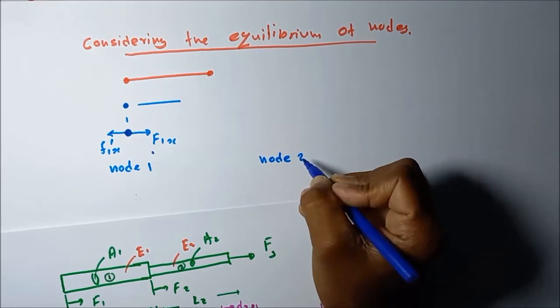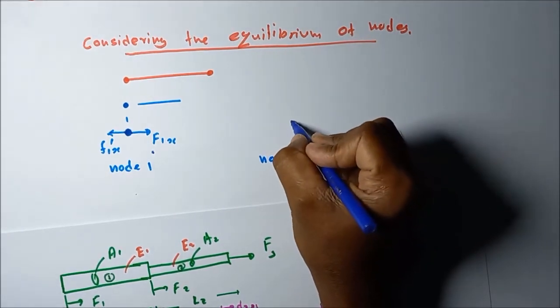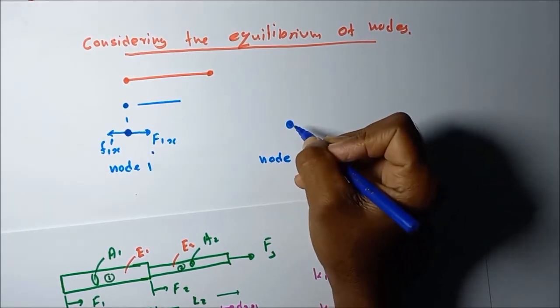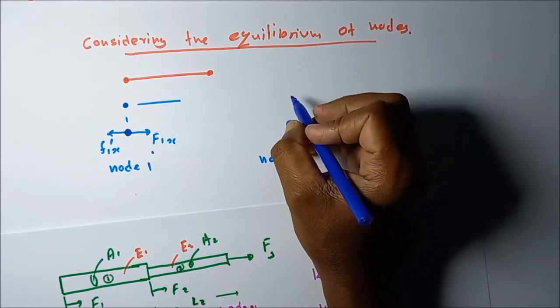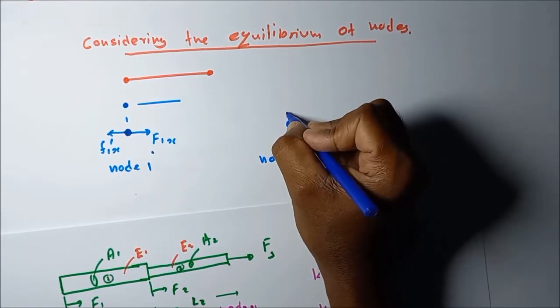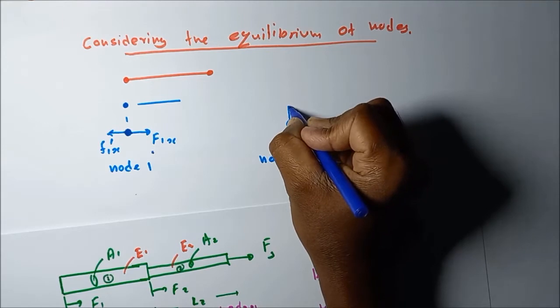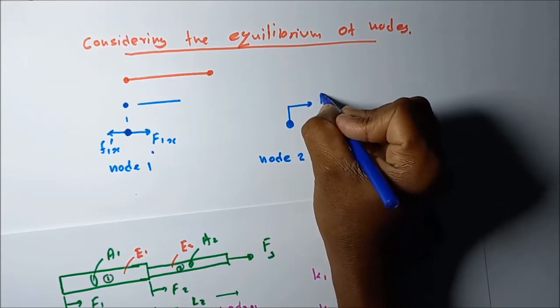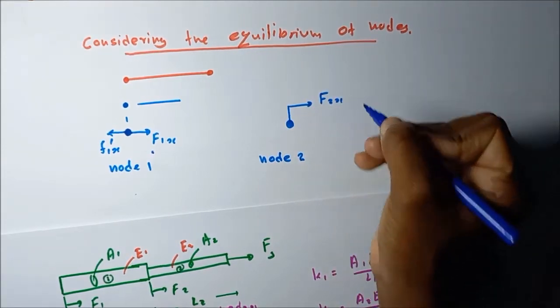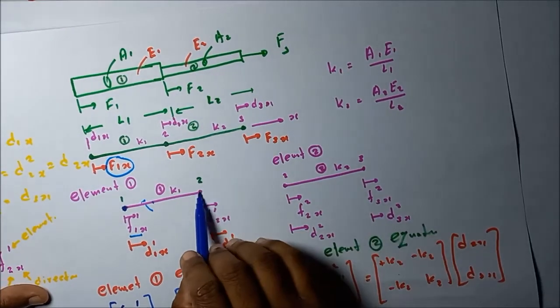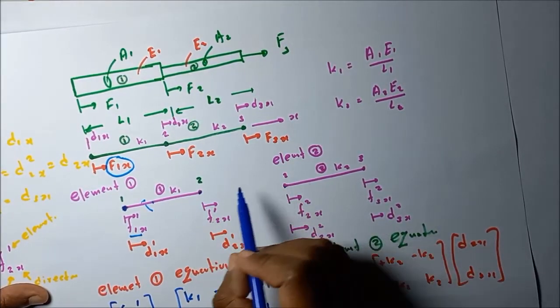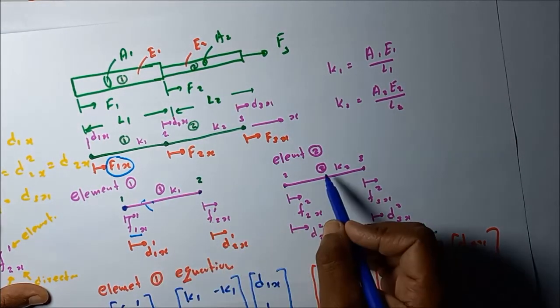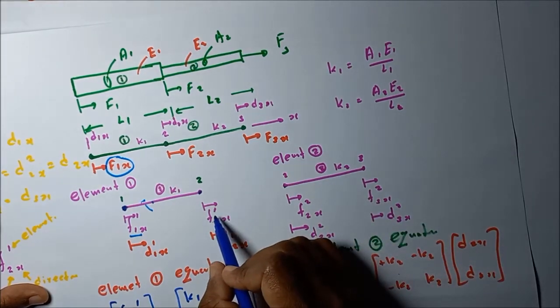Similarly, we can draw the free body diagram for node 2 also. If we take node 2, what is the external force acting on it? In this direction, capital F2x. Then two forces are acting on the node, that means from element 1 and element 2.